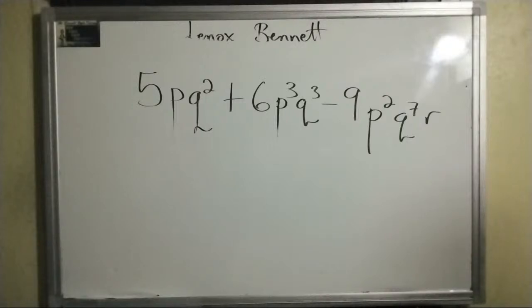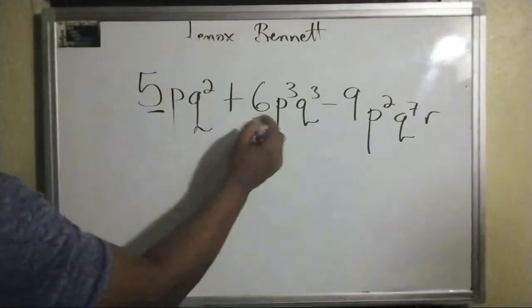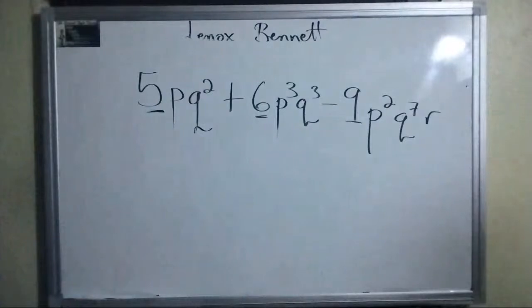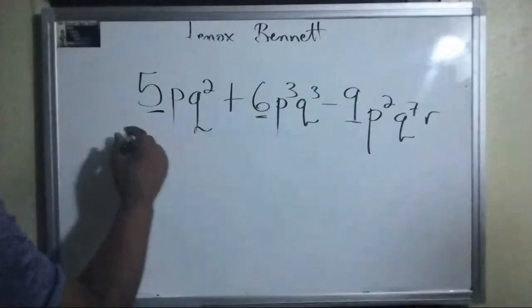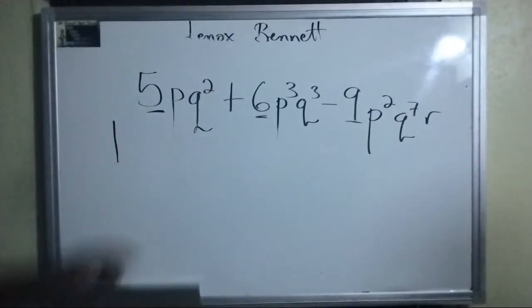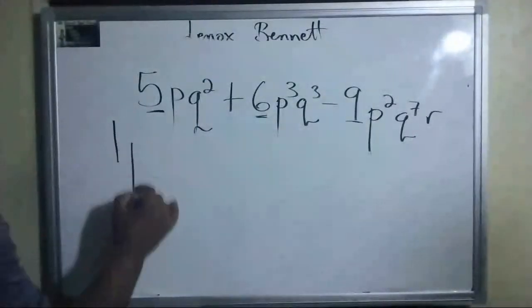Alright. So let us look at this one now, guys. This one can be a little bit tricky, right? We notice we have 5, 6, 9. There's no number that can go into all three of them, so we just forget about that. 1 is a factor of all numbers, so we can use 1 to represent it. We have p, p cubed, and p squared. So we just put the p.